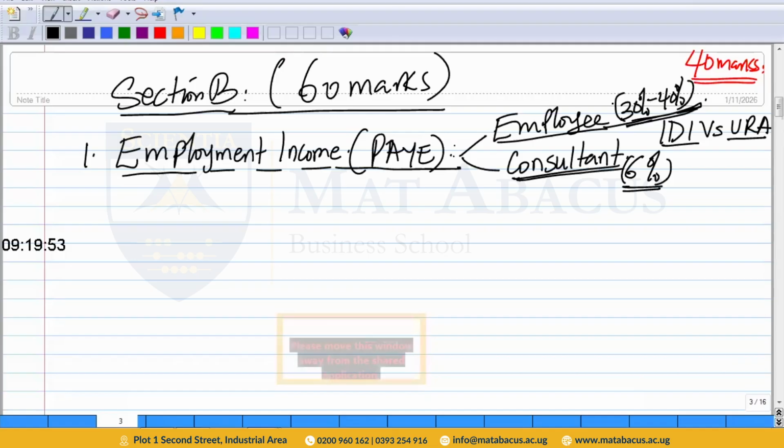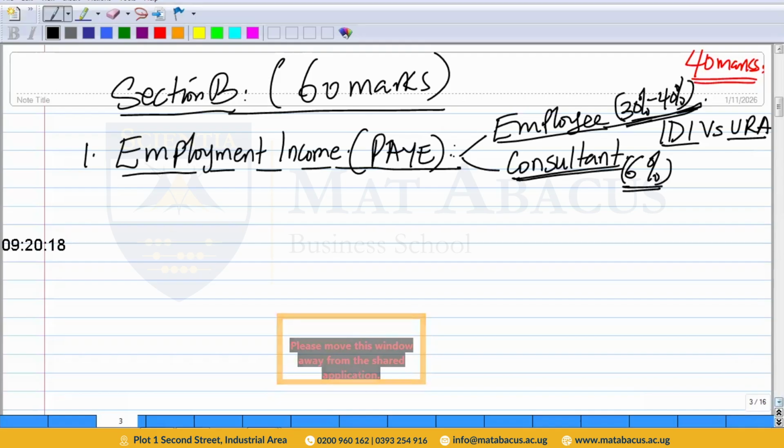So we shall look at who is the consultant and who is an employee, so that when you are in your business, you are advising your companies, you're able to advise them correctly on how to mitigate this, so that you're not caught off guard, and also for examination purposes. So we shall look at that.